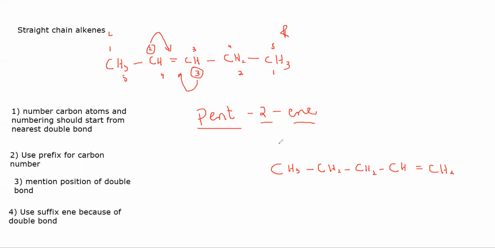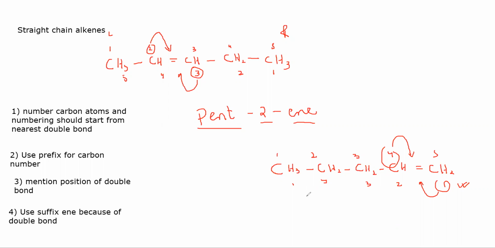But if I give another example with the same carbon number, so what will be the name of this compound? It contains 5 carbon atoms, 1, 2, 3, 4, 5. So if I count from left to right, 1, 2, 3, 4, 5, so fourth is the position of a double bond. If I count from right to left, the double bond is between first and second, so 1 is a position. So I will always follow the one which is having the nearest or the closest double bond.